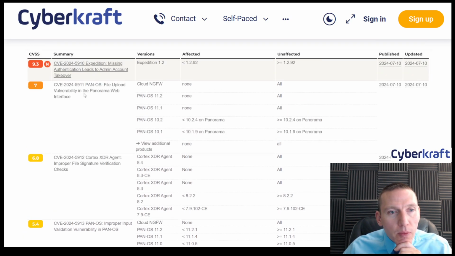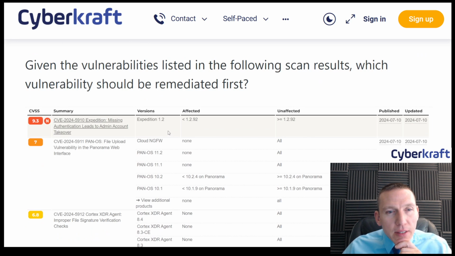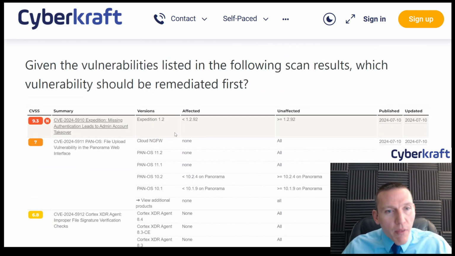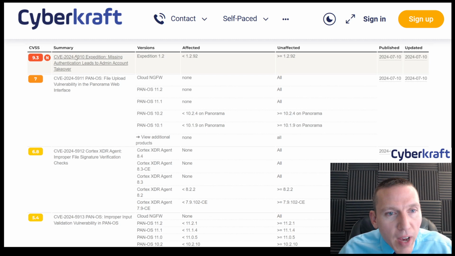2024-5910. We got a 9.3, a 7, a 6.8, and a 5.4 severity. So it's one critical, I think this is high, and then these are medium or moderate. Let's see. Missing authentication. So I guess, okay, this is pretty straightforward. I'm making this too complicated. Given the vulnerabilities listed in the following scan results, which vulnerability should be remediated first? Definitely the critical vulnerability. So we definitely want to pick that one, and it's listed by the CVE number. So that's 5910.